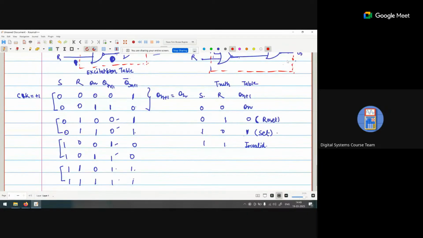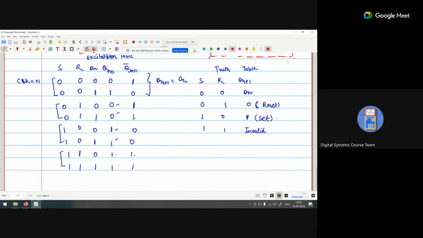Now, if we go with one more characteristics table, we drew the excitation table, we drew the truth table. Now the characteristics table is designed with the help of the excitation table, where we just reverse the truth table by considering Qn and Qn plus 1 as the input, and S and R as the output. So when Qn and Qn plus 1 are both 0, 0, this is the first state and this is the second state.